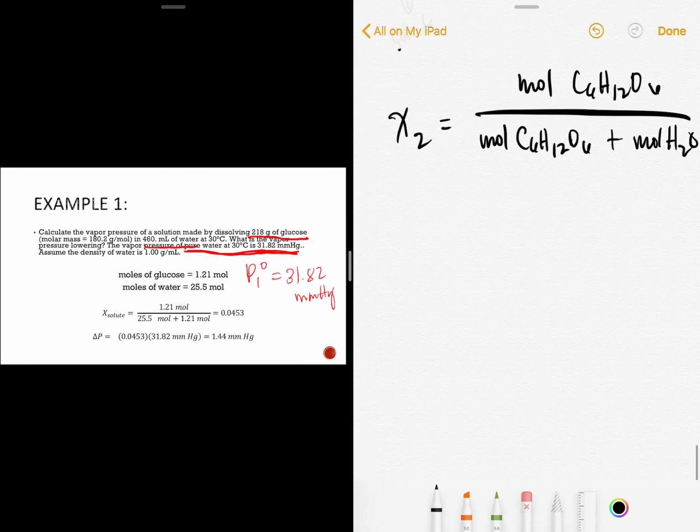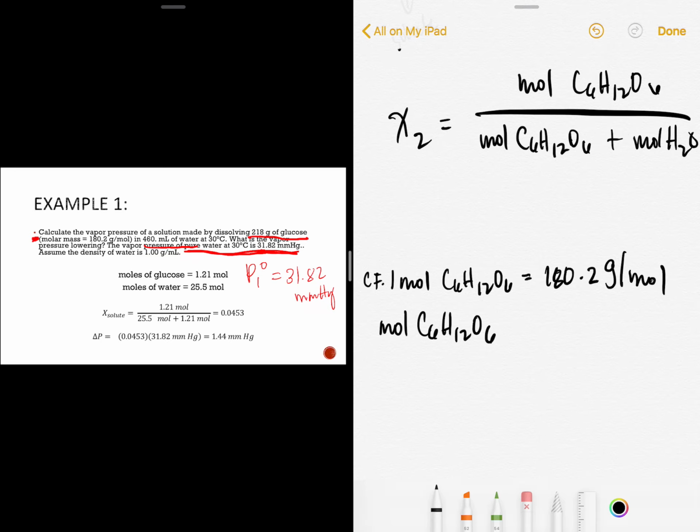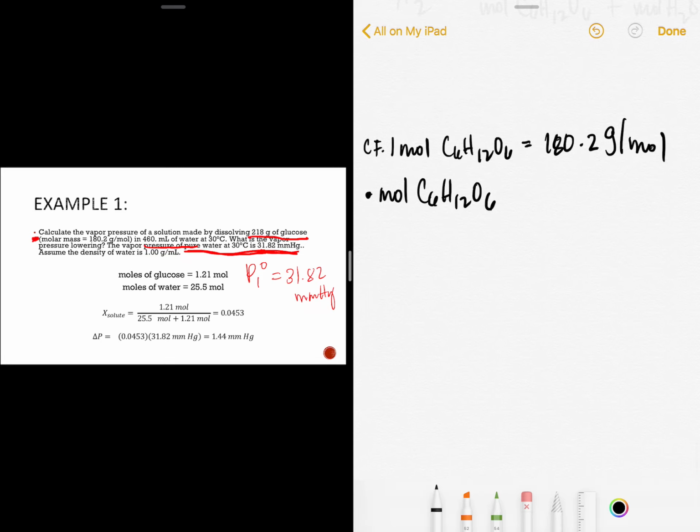So, the mole of your glucose, mas madali na tong computein kasi binigay na niya yung molar mass. So, the molecular mass is 180.2 gram per mole. So, what is the conversion factor? The conversion factor is 1 mole of your glucose is equal to 180.2 grams. Ayan. So, let's solve for the mole of your glucose. Start with the given. Ano yung value na given sa atin? 218. So, 218 grams of your glucose.